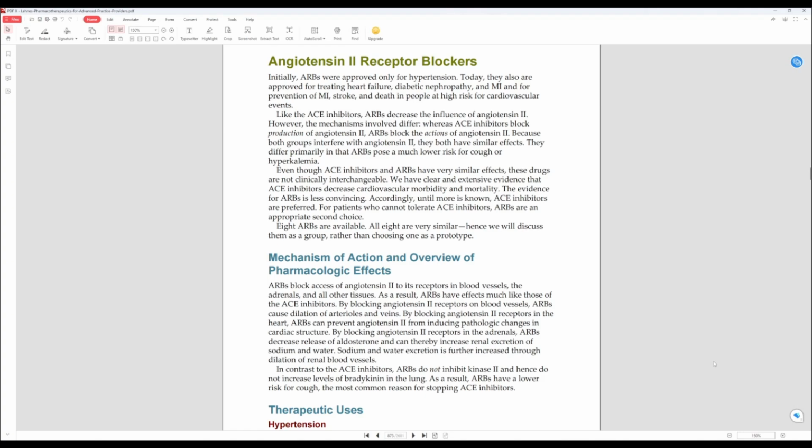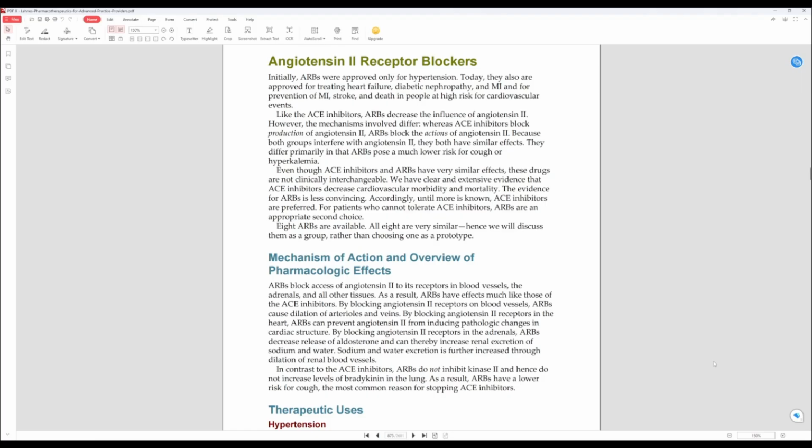Like the ACE inhibitors, ARBs decrease the influence of angiotensin II. However, the mechanisms involved differ. Whereas ACE inhibitors block the production of angiotensin II, ARBs block the action of angiotensin II. Technically, because both groups interfere with angiotensin II, they both have similar effects. They differ primarily in that the ARBs pose a much lower risk of, for instance, cough or hyperkalemia.